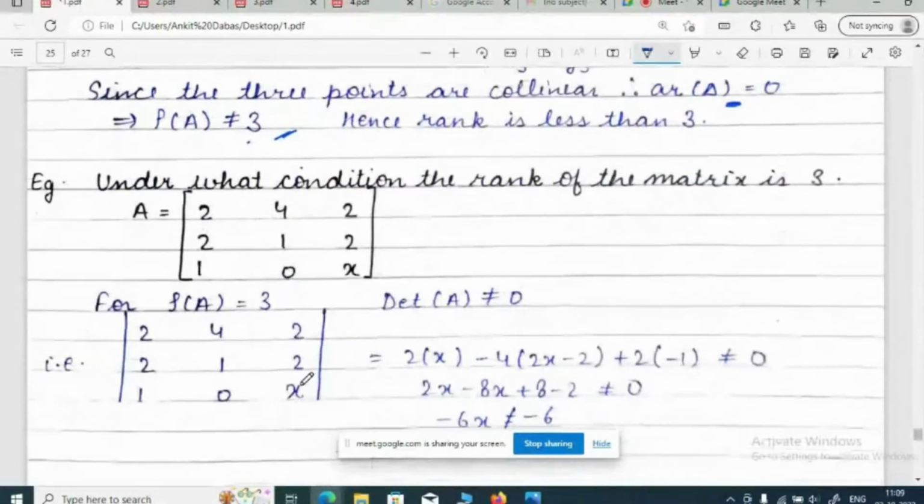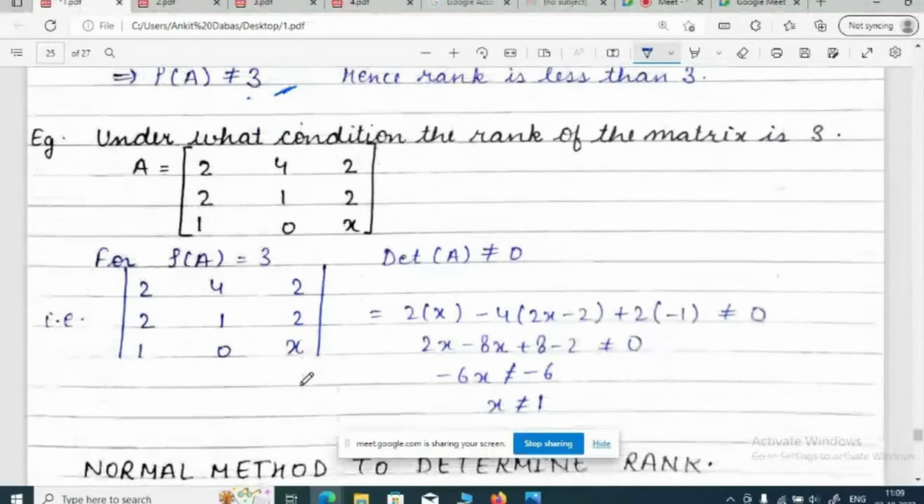Next, we have this question, that under what condition the rank of this matrix is equal to 3. So for the rank of the matrix to be equal to 3, we should have the determinant not equal to 0, because if this determinant is equal to 0, in that case the rank will always be less than 3. So compute the determinant of the matrix, that is 2, taking 2 out, 1 into x minus 0 into 2, minus 4 multiplied by 2 into x minus 1 into 2, plus 2 multiplied by 2 into 0 minus 1. Then this should not be equal to 0. So in the case when x is not equal to 1, in all those cases the rank of this matrix will be 3.